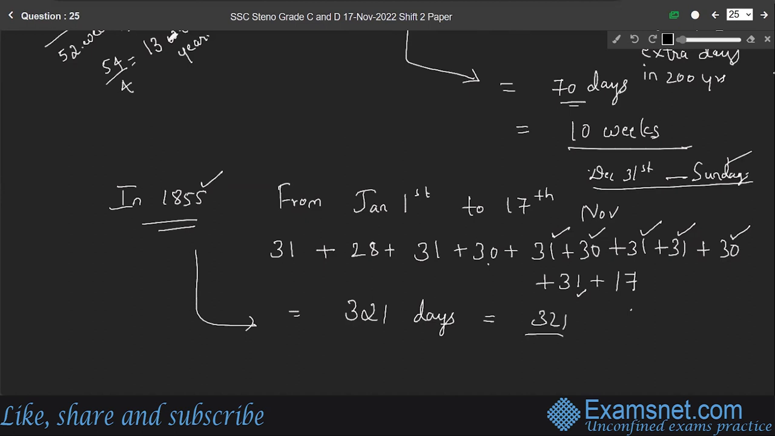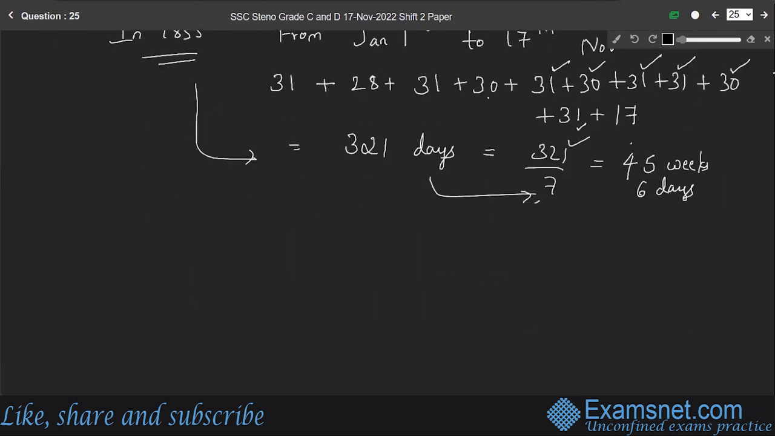So when it is divided by 7, the number of days in each week: 7 into 4, 28; 7 into 5, 35. So 45 weeks, 6 days. Right? So in the year 1855, we are considering 321 days, which make 45 weeks and 6 days.